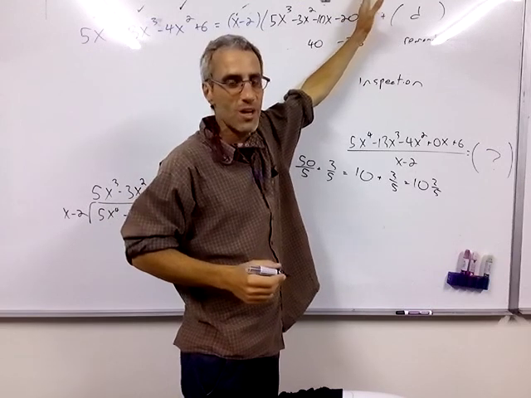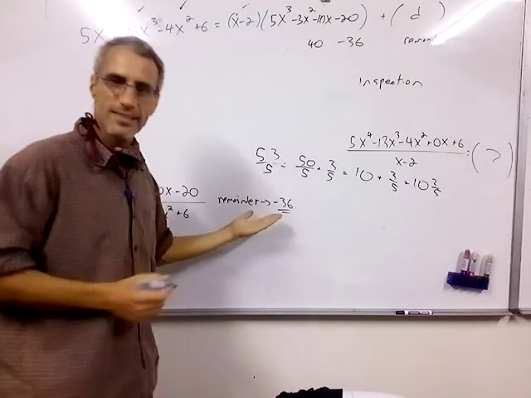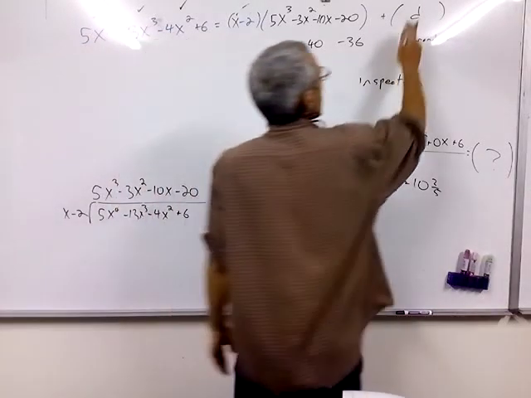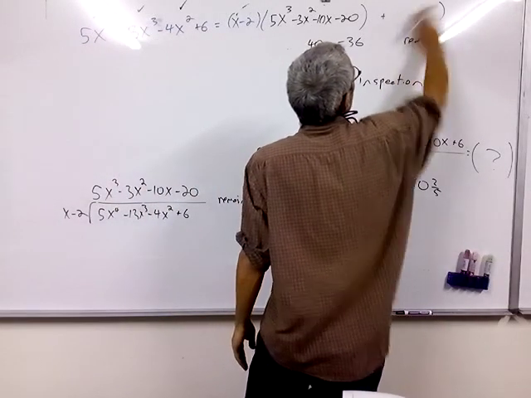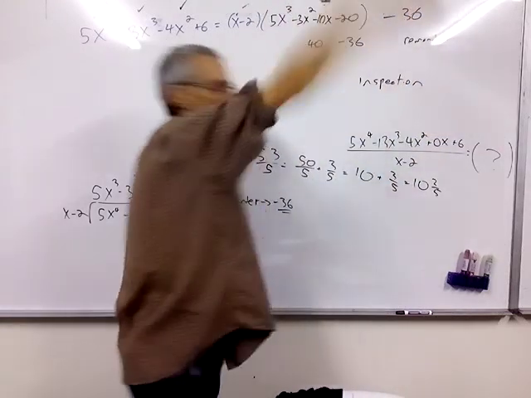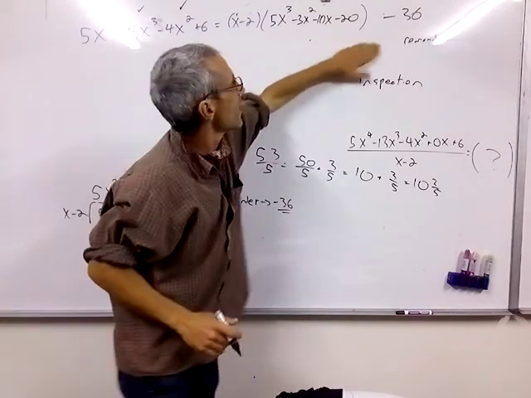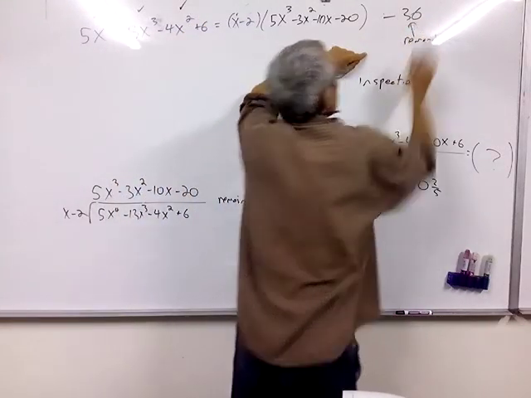So where does that minus 36 come from? That's the remainder. That's exactly the remainder. So what I need to do here is to say minus 36. That needs to be on the outer side of the brackets. That's my remainder.